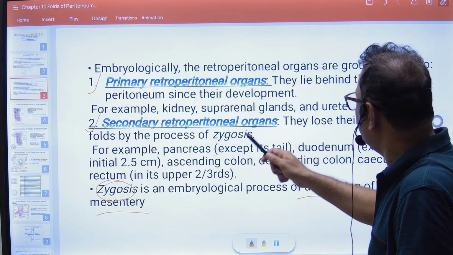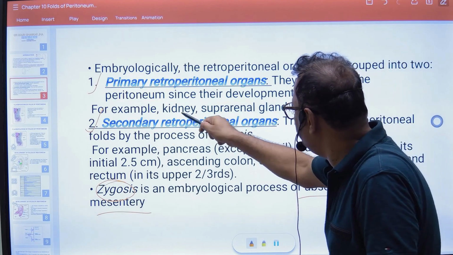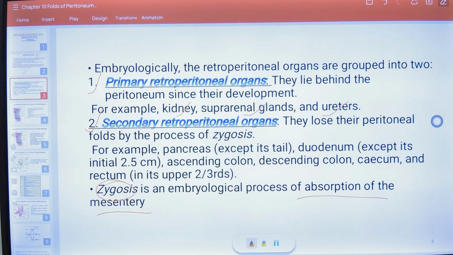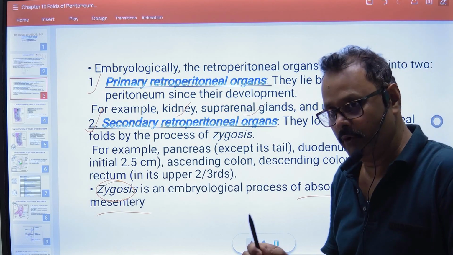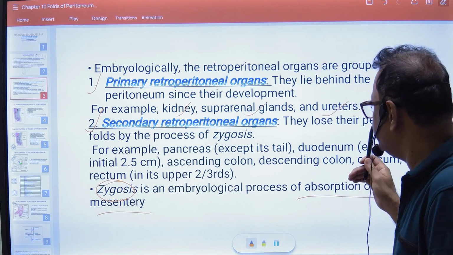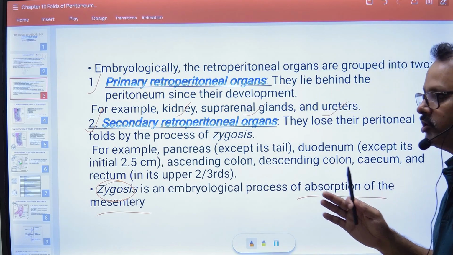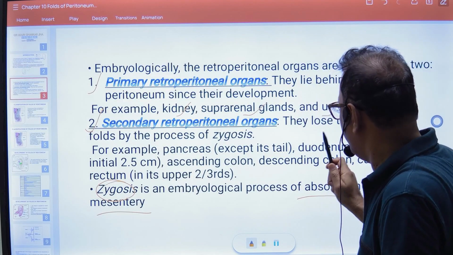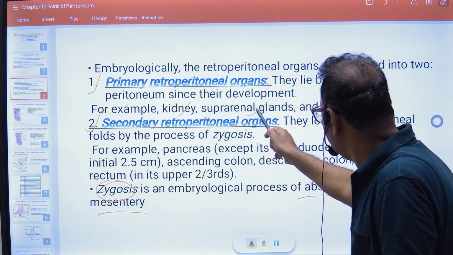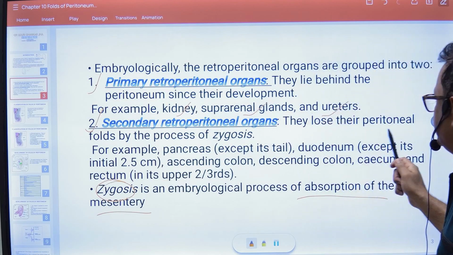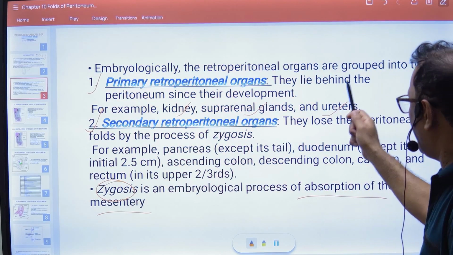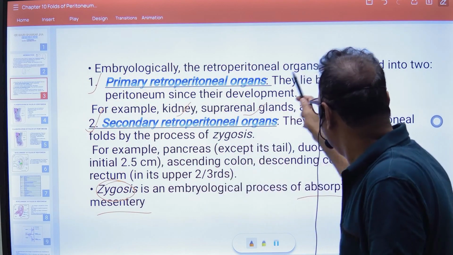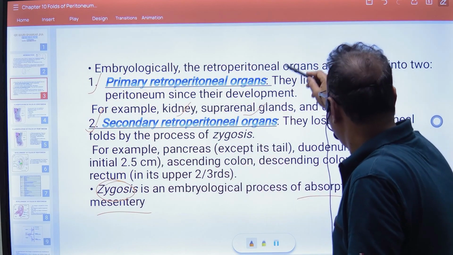So the primary retroperitoneal organs are the kidney, the suprarenal gland, and the ureter. Of course, we could take the name of duodenum also, but since the proximal 2.5 centimeter is peritoneal, it is not exclusively a retroperitoneal organ. So kidney, suprarenal gland, and the ureter are exclusively the primary retroperitoneal organs. And the secondary ones are those where the peritoneal folds, the mesentery, is being absorbed.